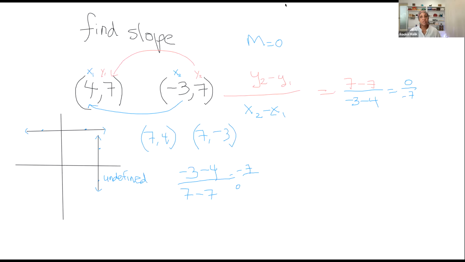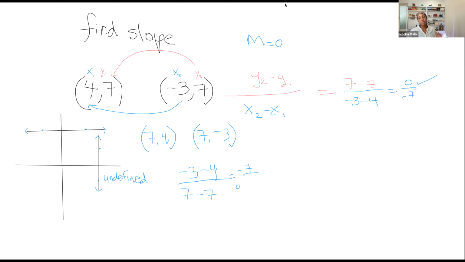So it's okay for me to have a 0 on the top. I might just have a line that looks like this. But when I have a 0 on the bottom, it looks like this, and it's undefined. Okay, so far?